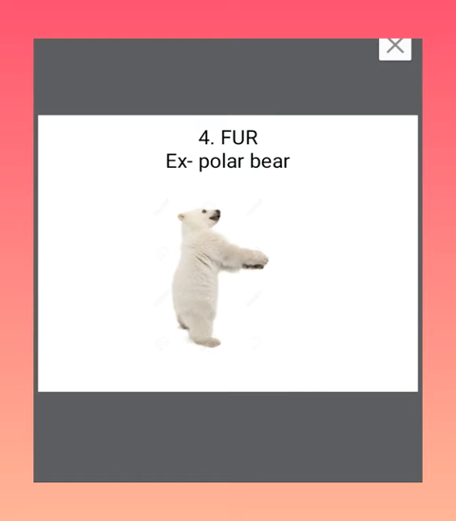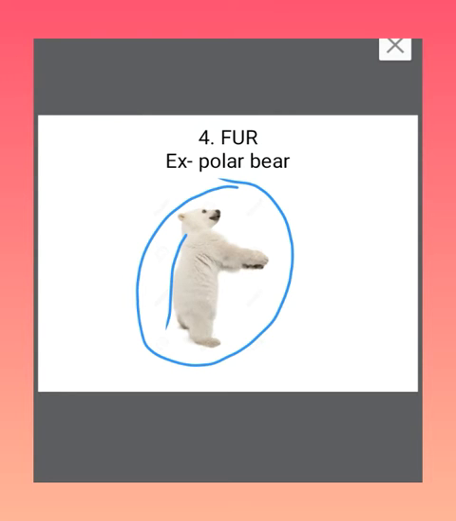The next category under different body coverings is fur. You all know what fur is, right? Mammals have hair on their bodies to protect them and keep them warm. Similarly, animals like polar bears have a thick covering of hair which is called fur. As you can see, this polar bear has a thick covering which is called fur.